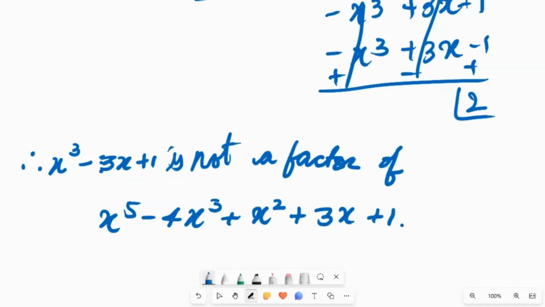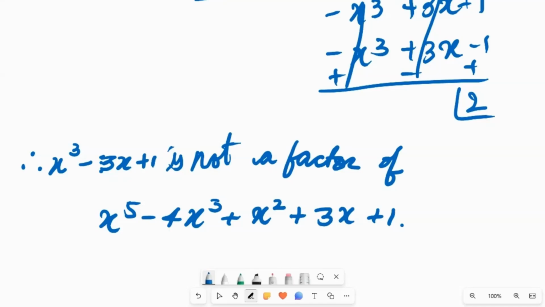So simply, first write p of x, write g of x, and find the term which is to be multiplied with the first term of g of x to get the first term of p of x. Multiply all the terms of g of x and change all the signs from plus to minus and minus to plus. Add them and repeat the process till you get the remainder. If you get remainder equal to 0, it is a factor of the polynomial.